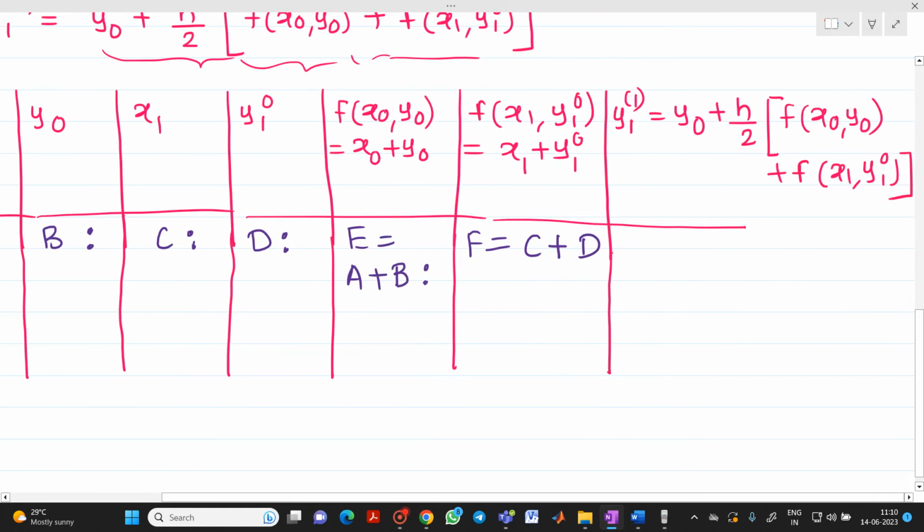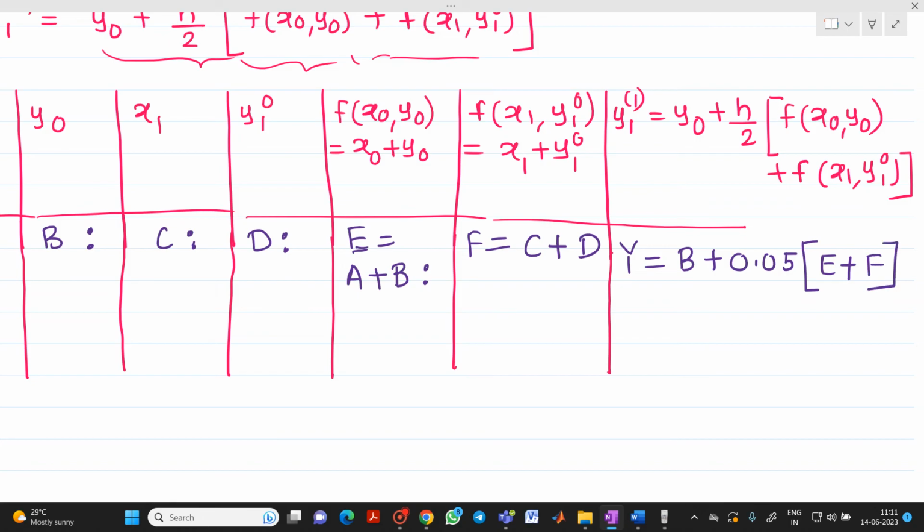And let me write it for this. Suppose I am taking y1 of 1 will be equal to y. Now what is y0? y0 is denoted by b. Plus what is the value of h here? h is 0.1. So 0.1 divided by 2. What is 0.1 divided by 2? Yes, it will be 0.05. So let me write it here: 0.05 into bracket. f of x0, y0 is denoted by this e. So I will write it here e, plus f of x1 comma y10 is denoted by f. So it will be f.